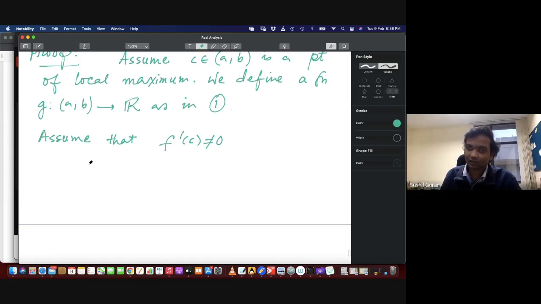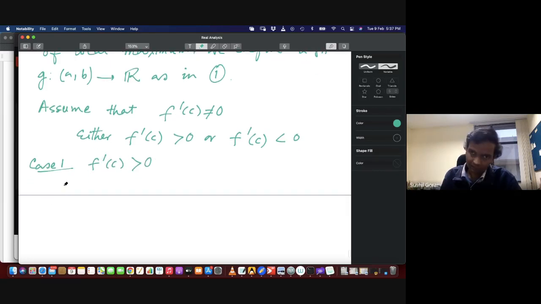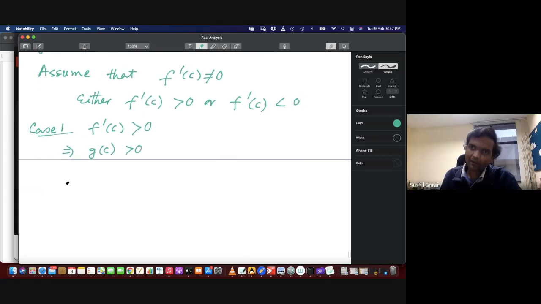So assume this is non-zero, so either f prime c will be greater than 0 or f prime c will be less than 0. So we divide into two cases. Case 1, f prime c is greater than 0. This means g of c is greater than 0.